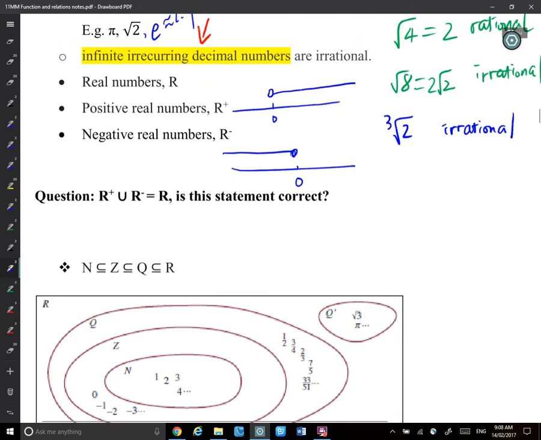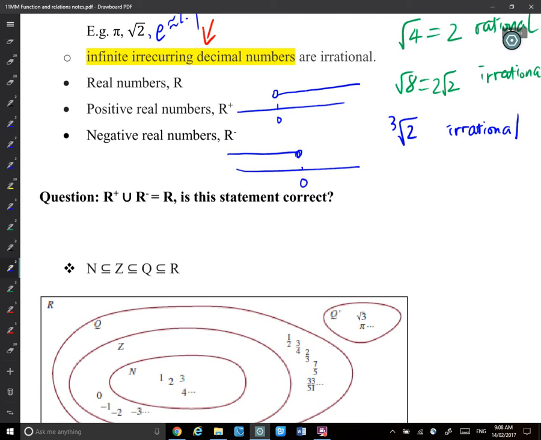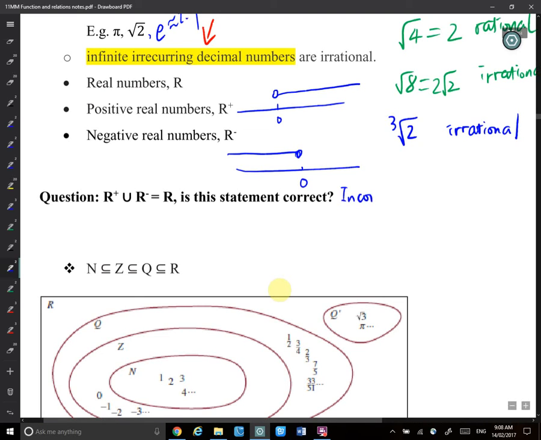Next one is R plus union R minus equivalent to the entire R set. Is that correct or not? No, okay, everyone knows this time. So it's incorrect. It's not including 0. No zeros.